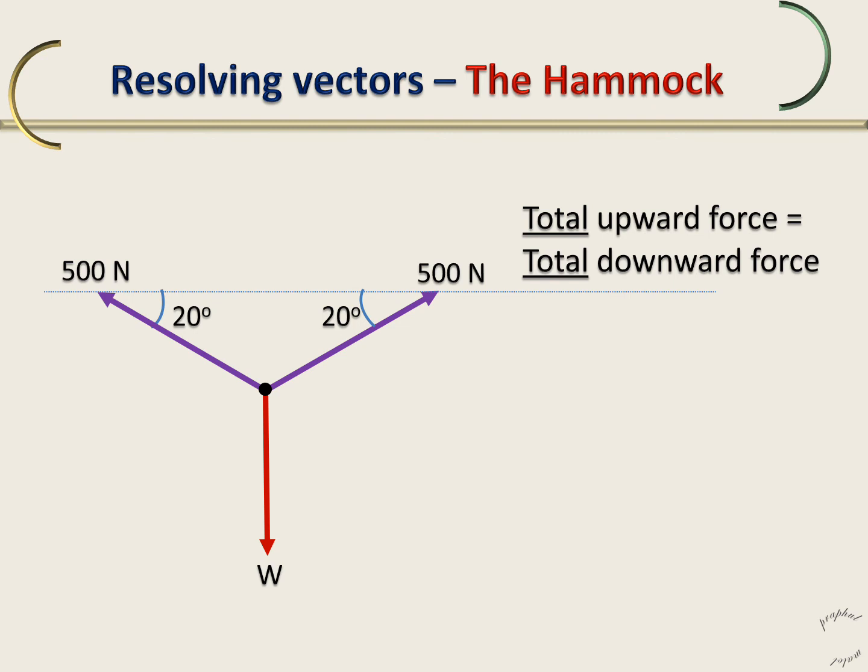But the problem is directly you can't equate W is equal to 500 plus 500, we can't write that because the forces are not in the same line. In such situations we are going to split the vectors. So let's see how you can split the vectors. I'm going to split the 500 Newton on the left side first. So let's see how you can split that 500 Newton.